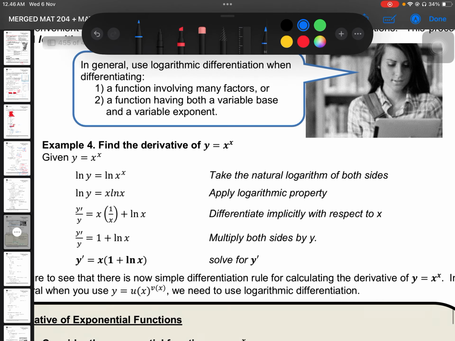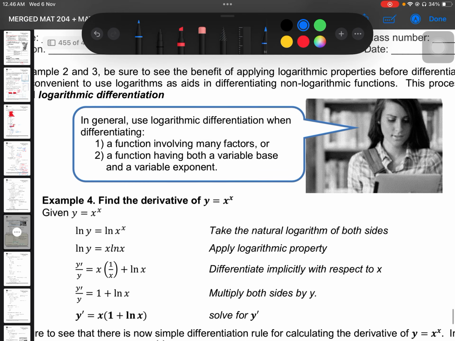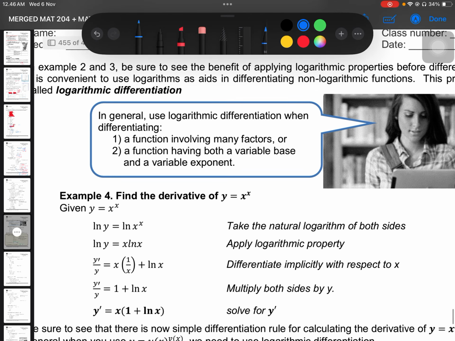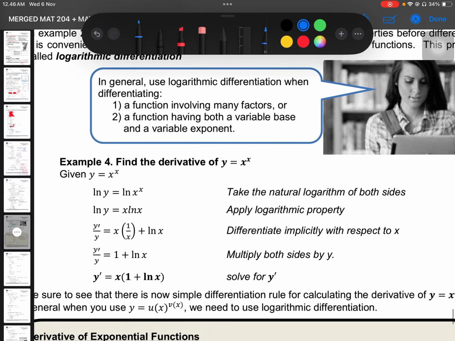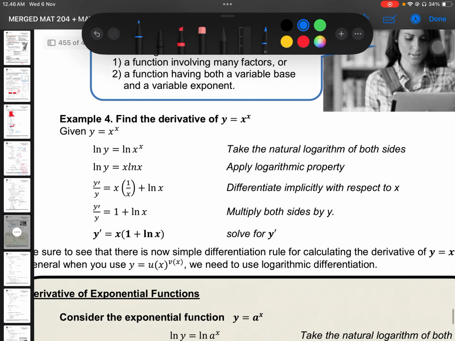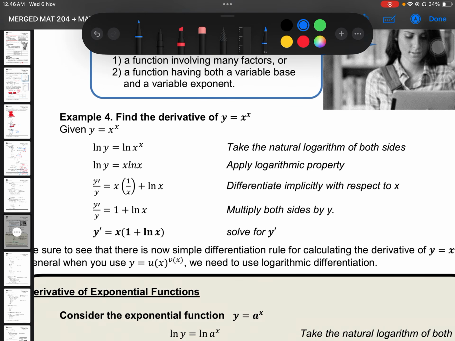Find the derivative of y raised to x. Derivative of y is equal to x raised to x. Okay. So, a function involving many factors or a function having both variable base and the variable exponent. Okay. So, dito, ang gagawin lang natin is that kapag may nakikita kayo na ganito, na base mo, same yung variable, na meron din doon sa exponent niya, you can use the natural logarithm to the both sides. Okay?